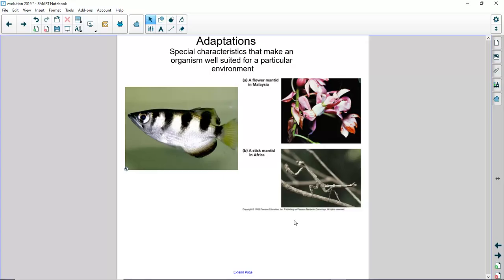An adaptation is anything, all right? What it is are characteristics that make an individual suited to its environment and its way of life. Adaptations can be structural, behavioral, physiological, biochemical, and also developmental, which we won't get into. Developmental is changes over the lifespan of an organism, early to late. So adaptation: special characteristics that make an organism well suited for a particular environment. It's adapted to. Go back to the natural selection panel in the last screencast.